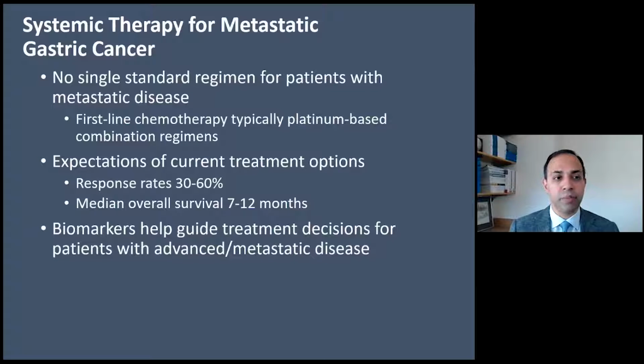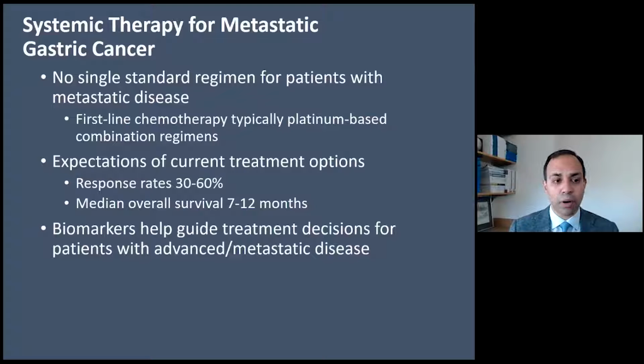Systemic therapy for metastatic gastric cancer consists primarily of chemotherapy. There is no single standard regimen used for patients with metastatic disease. First-line chemotherapy typically consists of combination chemotherapy regimens involving a platinum agent. With first-line chemotherapy, we expect response rates between 30 to 60%, and the median overall survival for patients with metastatic disease is within 7 to 12 months.